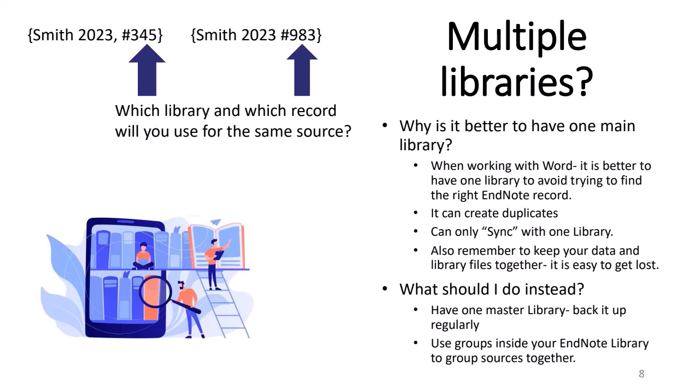So what happens if you have multiple libraries? One of the things you're likely to see, which is going to give you a clue, is numbers appearing after the references when you have inserted a reference from EndNote into your Word document. This is a clue that you have multiple libraries set up, and that's a problem, because you're not going to know which library that refers to.